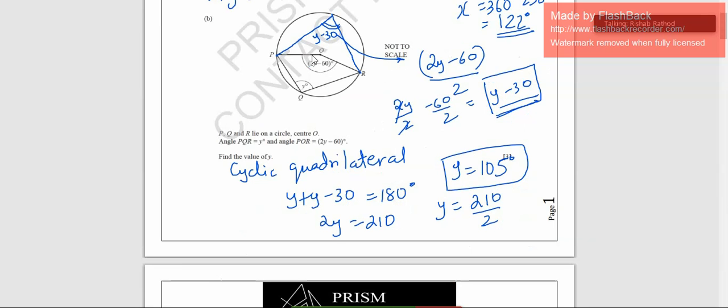So again, the angle at the center is twice the angle at the circumference, so this divided by 2 will give me this angle. Once I get this angle, this becomes a cyclic quadrilateral. Opposite angles are supplementary, meaning when they add, it will be equal to 180 degrees. Solve it, you will get the value of y.